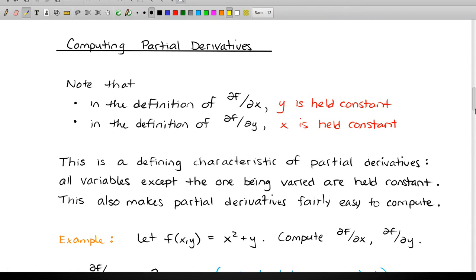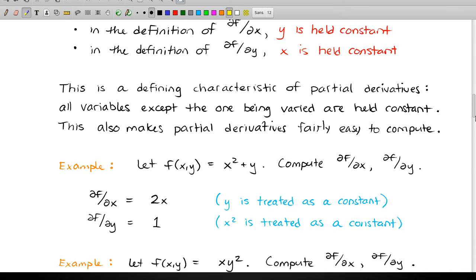So, how do we compute these things? What I just said is the key to computing these things. In the definition of partial f partial x, y is held constant. In the definition of partial f partial y, x is held constant. And if you can do derivatives from calculus 1, and you remember the very important fact that the derivative of a constant is always 0, then we can very easily compute partial derivatives, and we'll start with an example.